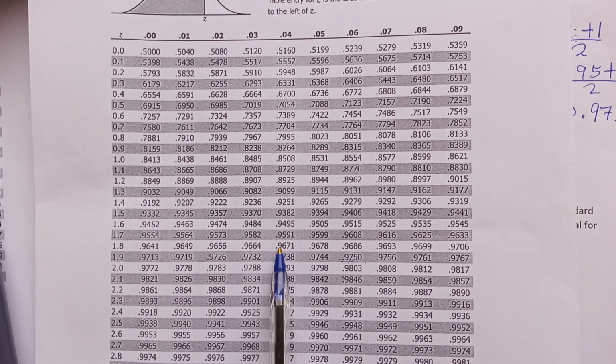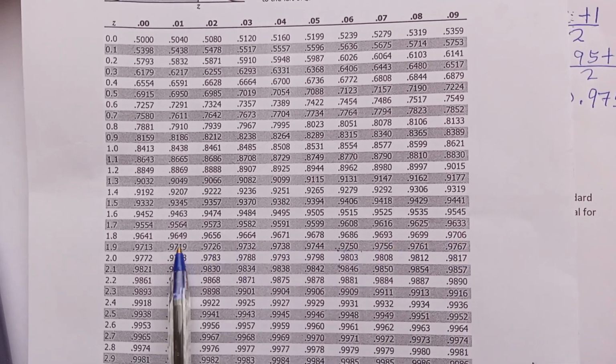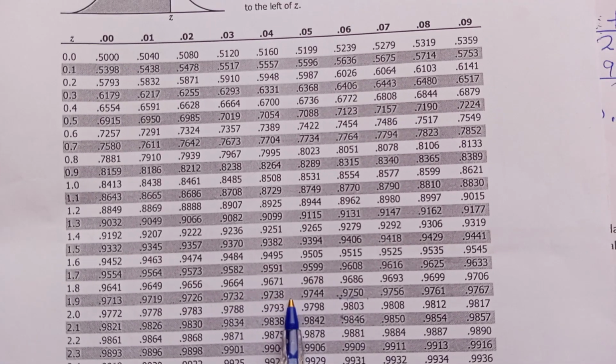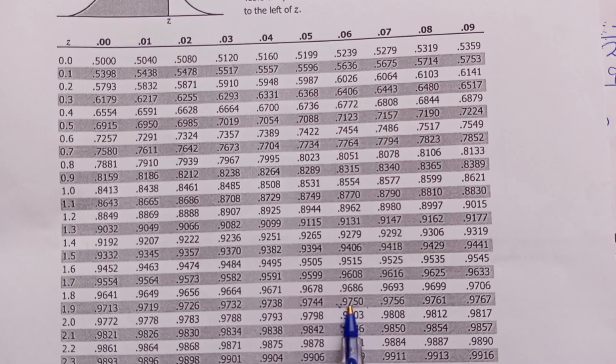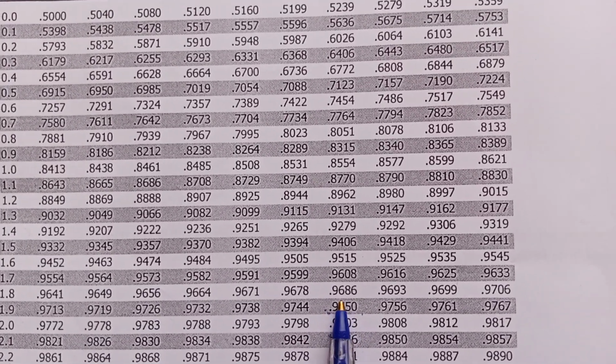94 is here, 95 is here, 96, okay, 97s are here, so let's check them. There's 9706 here, 9732 is here, 9738 is here. Okay, yes, we've seen it. So this is 0.9750, as you can see clearly.